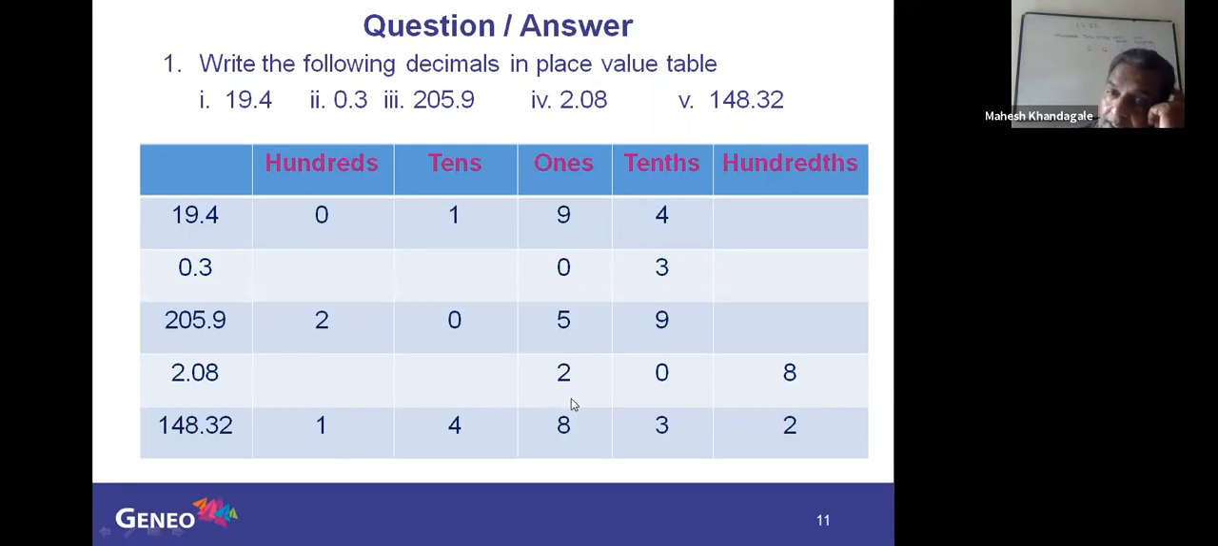2.09 can be written like this. Ones column will have 2, tenths column will have 0, hundredths column will have 9, and then 148.32 like this. Okay, understood? If you don't understand, please ask. Don't worry, I'll explain once again.